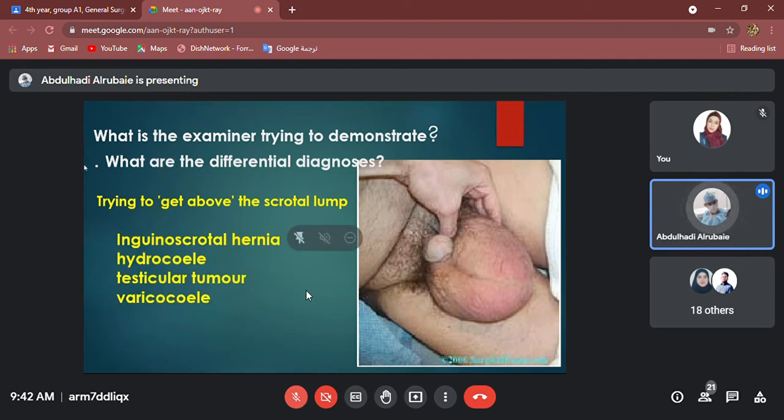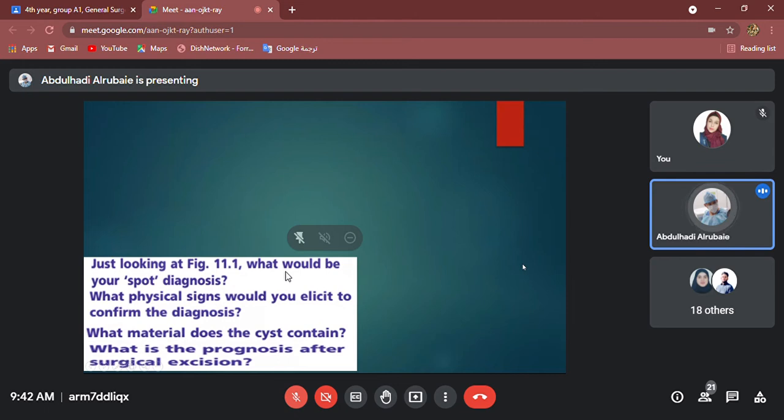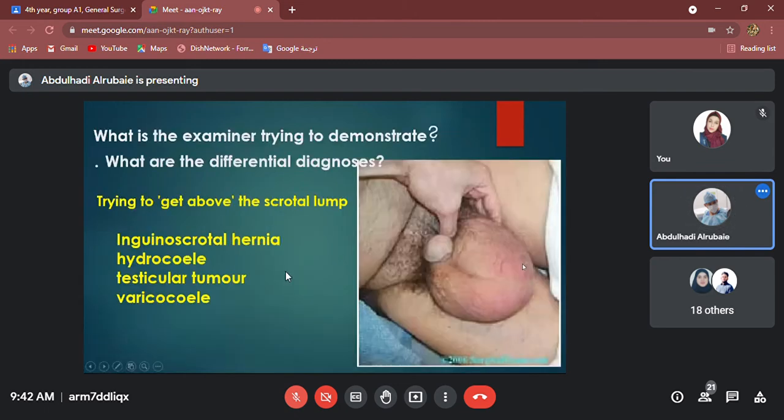Differential diagnosis: inguinal or inguinoscrotal hernias, or hydrocele where the patient could get above the swelling, testicular tumor or varicocele. This is a differential diagnosis of scrotal swelling. Okay, keep it in mind.